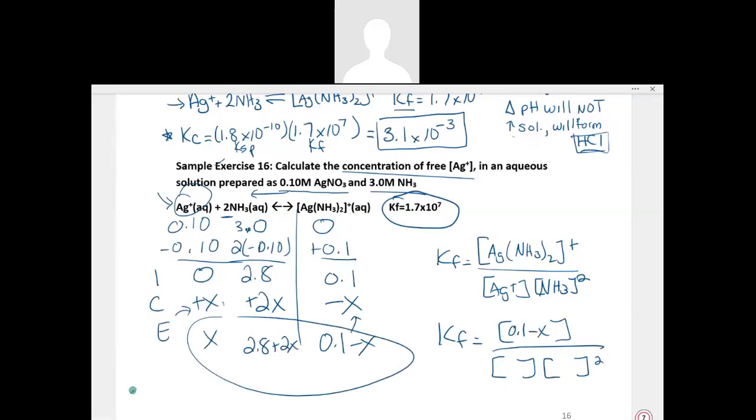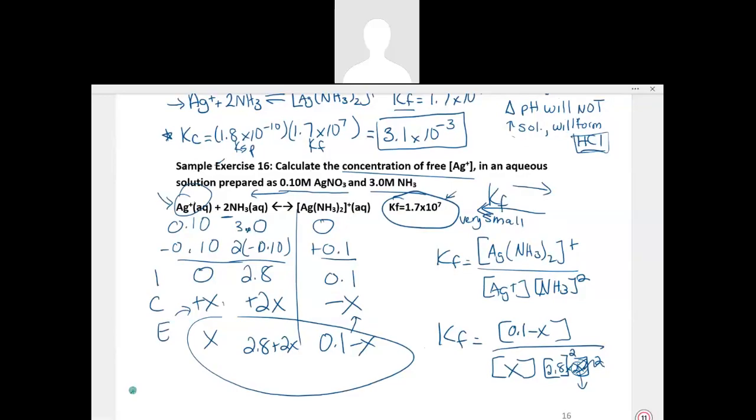So I have 0.1 minus x up top. Then I'm going to have x down here and 2.8 plus 2x. This 2x is going to be very small, so we're going to ignore that, and we're just going to square this 2.8 here. As we've seen in the past, sometimes our changes are very small. In this case, we have a large Kf in our forward direction, so in the reverse direction, we expect a very small value in this direction. That's why we're ignoring that 2x.